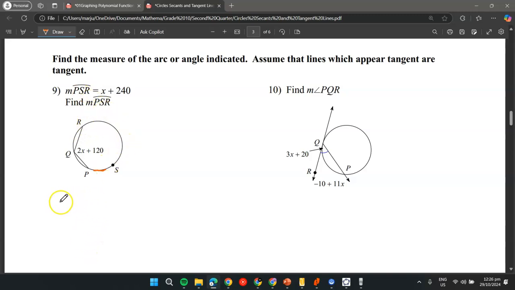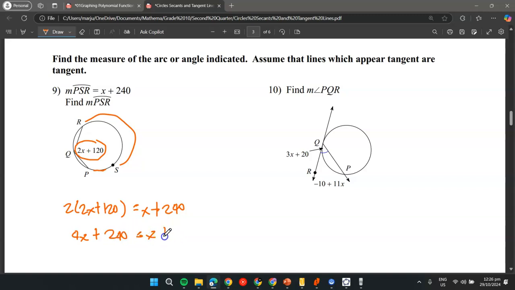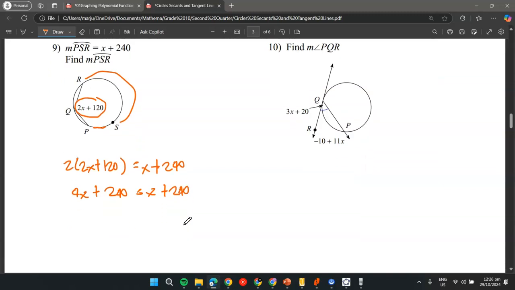So what we're going to do is, again, this is 1/2 of this. So that is just twice of 2x plus 120 is equal to x plus 240. And we get 4x plus 240 equals x plus 240. So 3x is equal to 0. So x equals 0, meaning to say this is just 240 degrees. Right? Because x is 0, so 0 plus 240 is just 240 degrees.